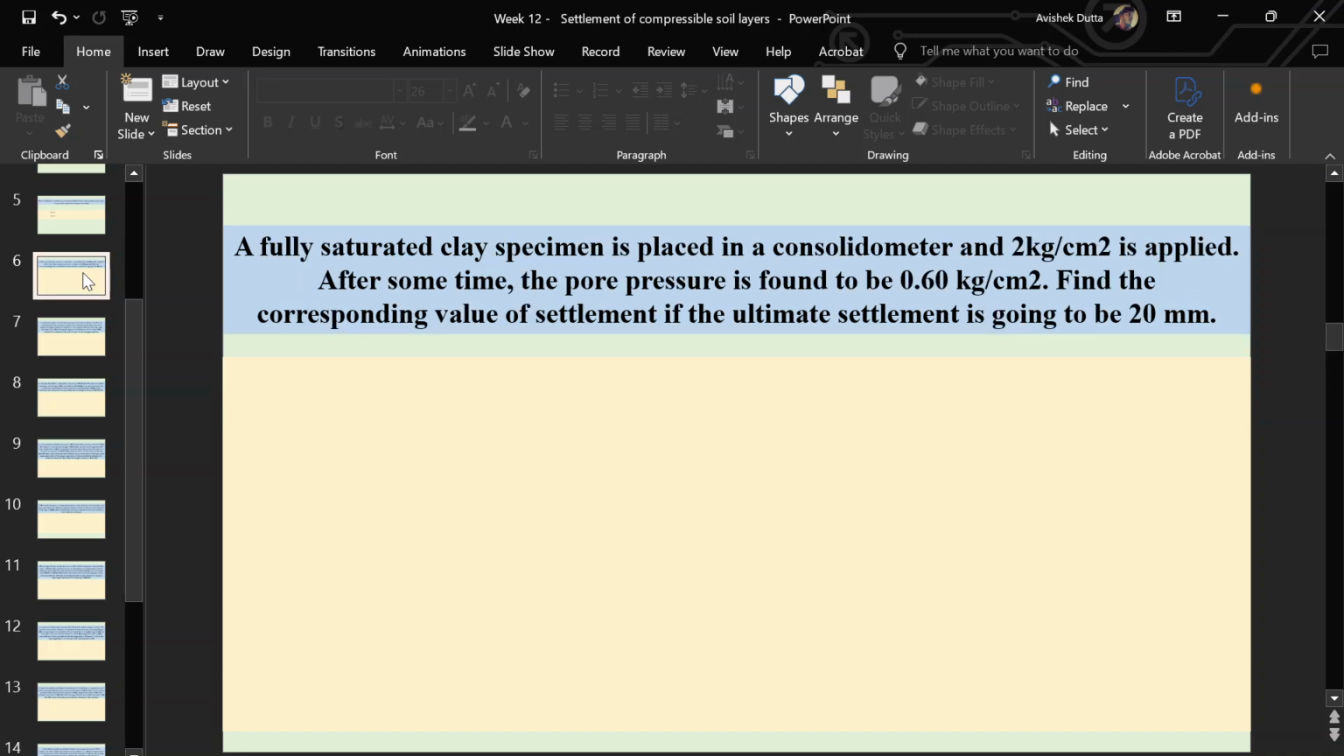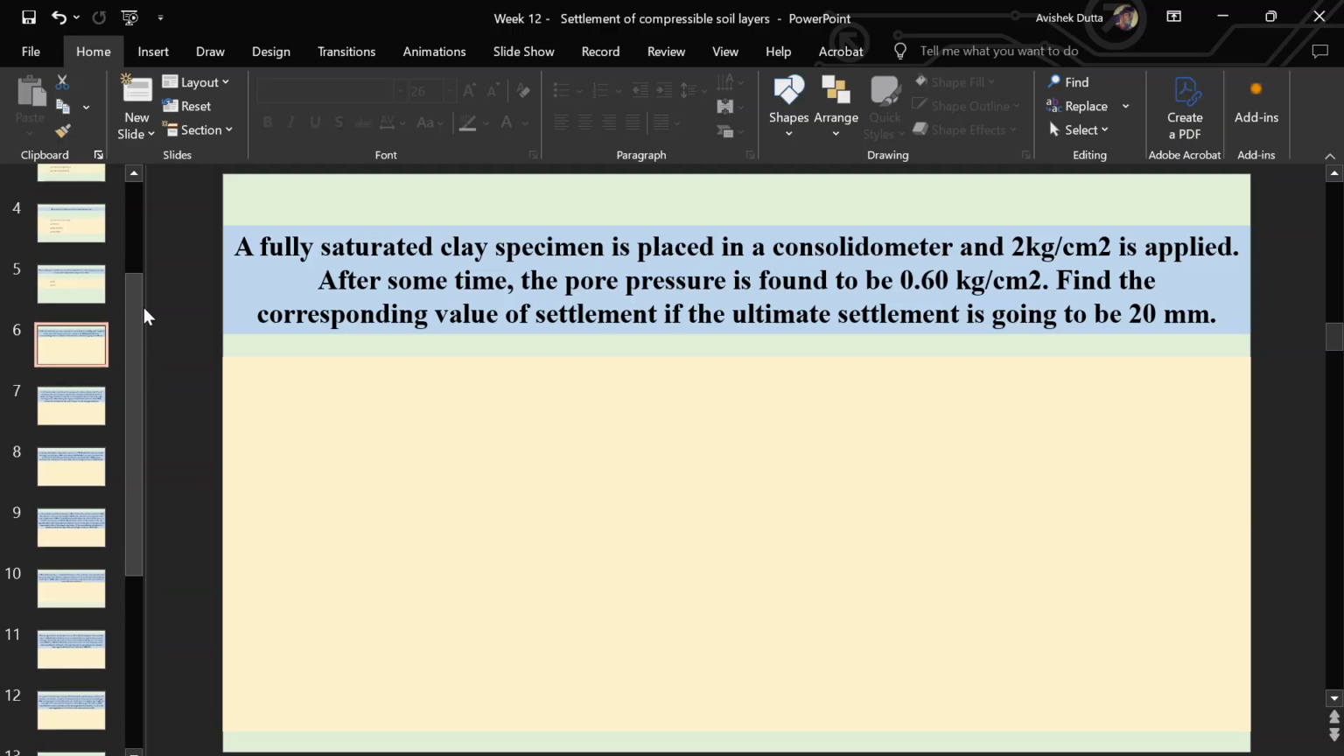I am not showing you the MCQ because the MCQs are very small part of today's lecture. I won't be spending much time on them. I will be focusing directly on the numericals. So you start solving this.